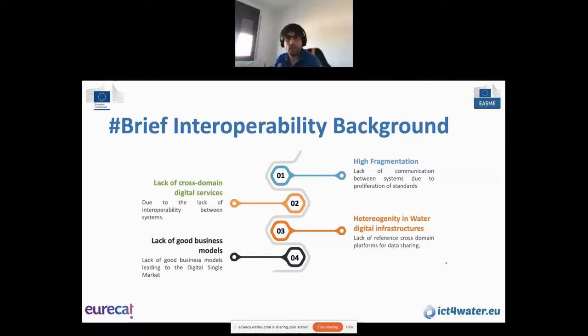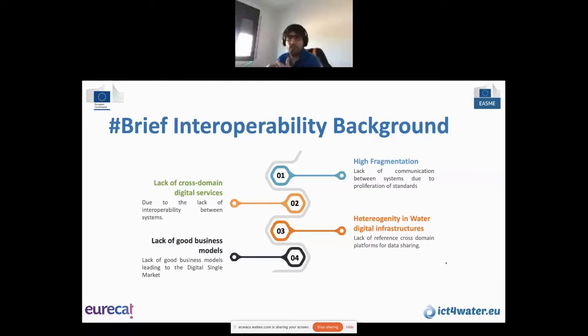It also generates a fragmentation in the sector that we need to avoid and reduce, in order to combine the data, to make the data more interoperable and available to society, and to make it more transparent. I will connect this with the current Green Deal strategy on interoperability, which aims to make data flow freely over different organizations and make more data available to the public.